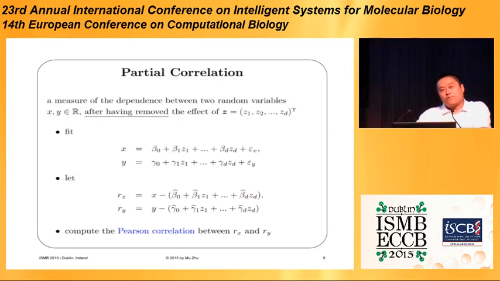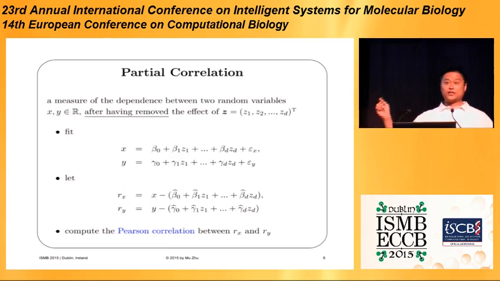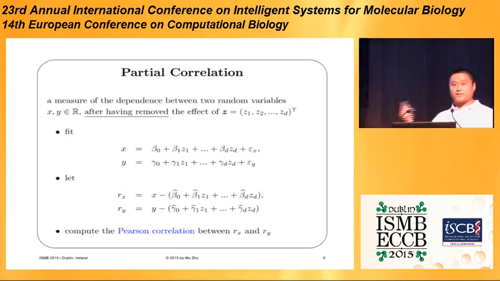The notion of partial correlation is really quite simple. If 2 quantities are correlated, they may not be directly correlated. X could be correlated with a bunch of other variables, Z. Y could also be correlated with a bunch of other variables, Z. And for that reason, you see that X and Y are correlated. So we're more interested in the direct correlation.